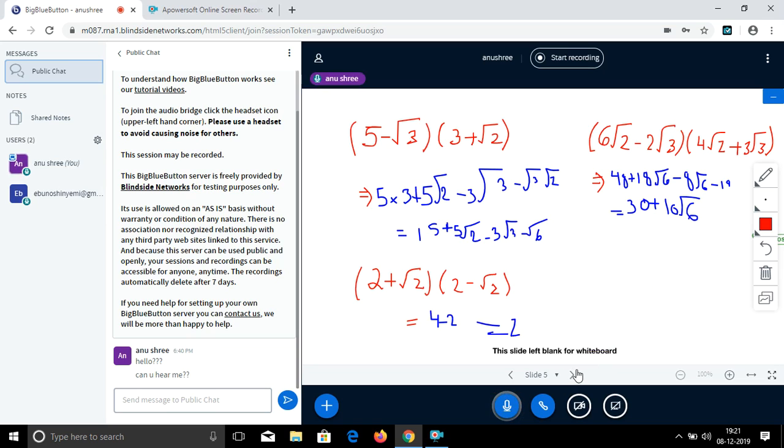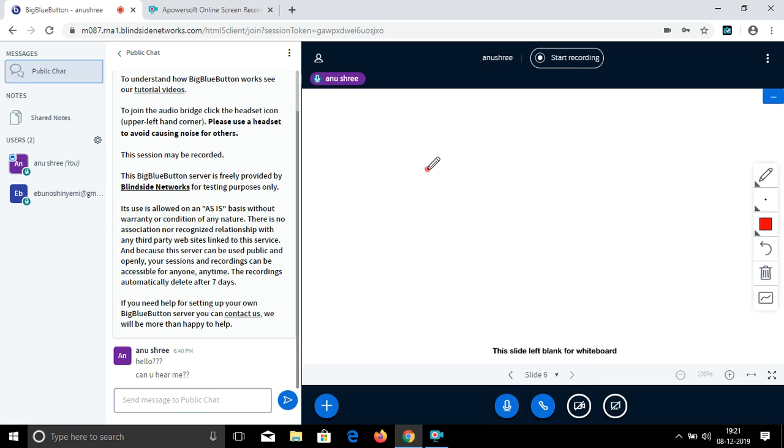Now next is rationalizing the denominator. So the main thing is, if you are solving a surd and a root number is in the denominator, it's not acceptable. So you have to rationalize it. Rationalizing means to remove the root from the denominator and to get an integer in the denominator.